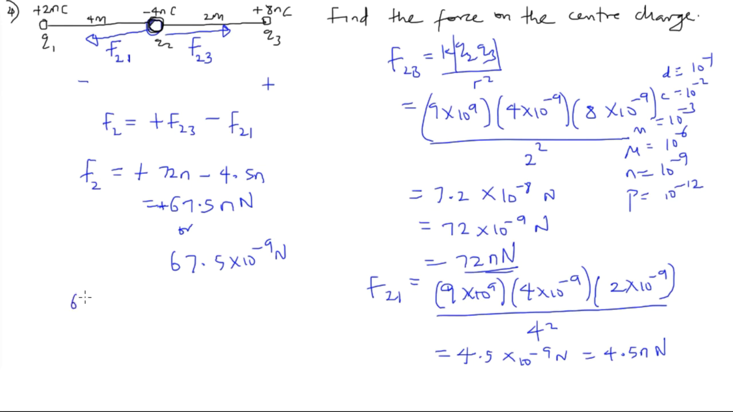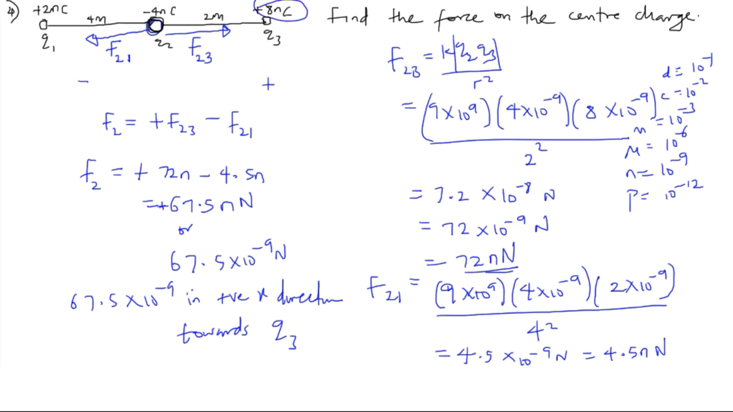The magnitude is 67.5 times 10 raised to the power minus 9. In what direction? In the positive direction. Positive means it is going towards Q3. So you can say in the positive x direction. And you can also say towards Q3, which means that F23 is very great. The influence of F23 is more than the influence of F21. So when you place Q2 in the middle, it will move towards Q3. It will not move towards Q1. And the reason is just because Q3 is greater than Q1.